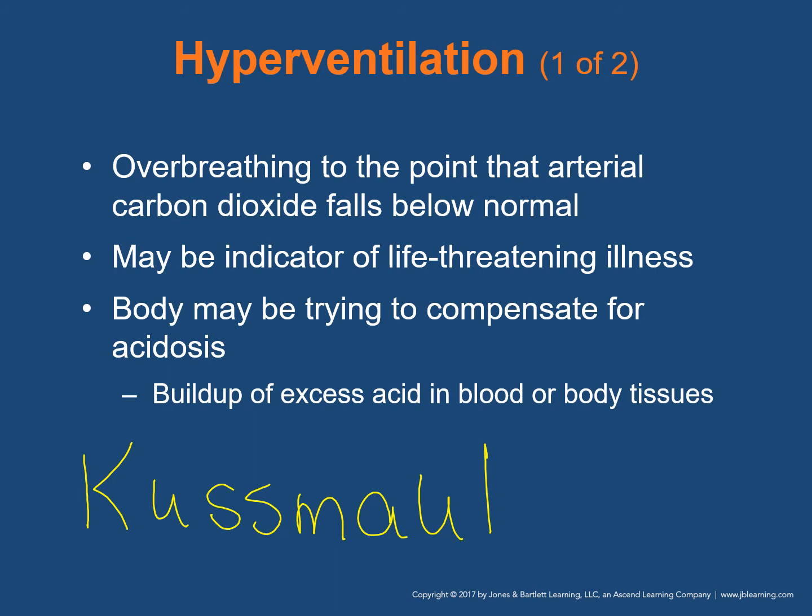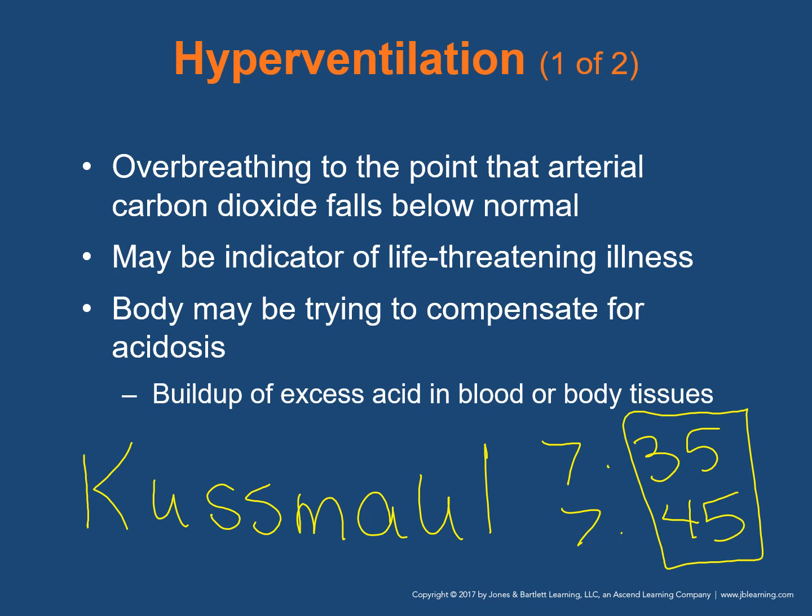So if you recall, our body likes to stay in a pH of 7.35 to 7.45. Our carbon dioxide levels like to be 35 to 45. If we're over breathing and exhaling large amounts of carbon dioxide, both our pH and our carbon dioxide are going to be affected. Now, our carbon dioxide is going to lessen if we're over breathing, and that will cause an alkalotic state.